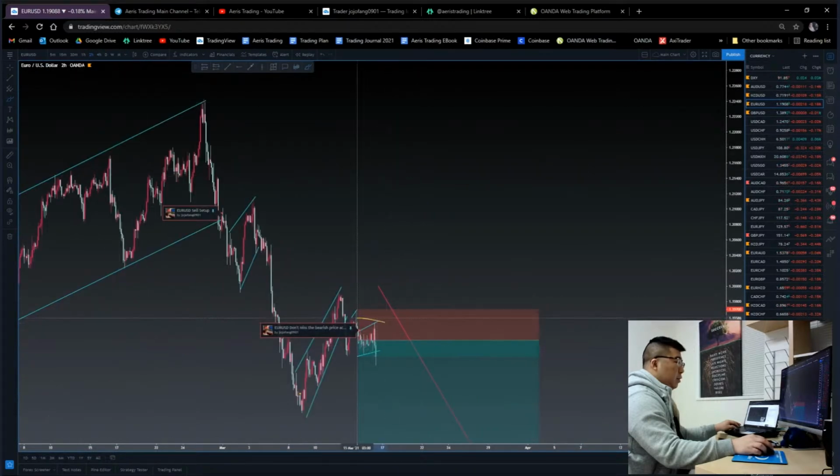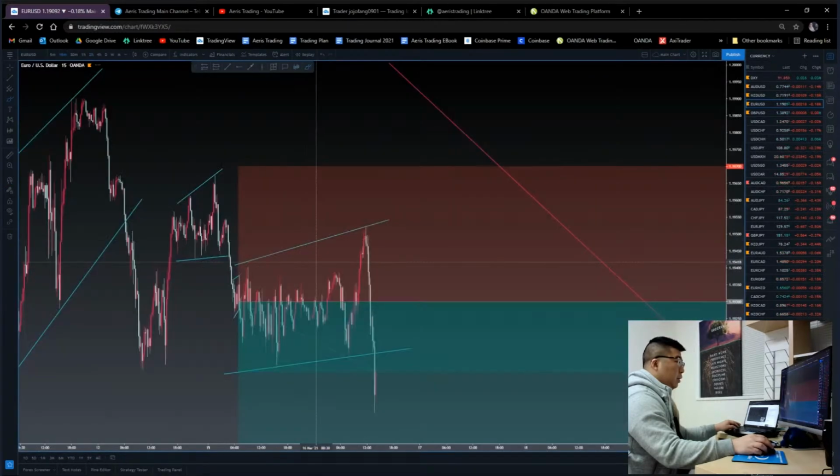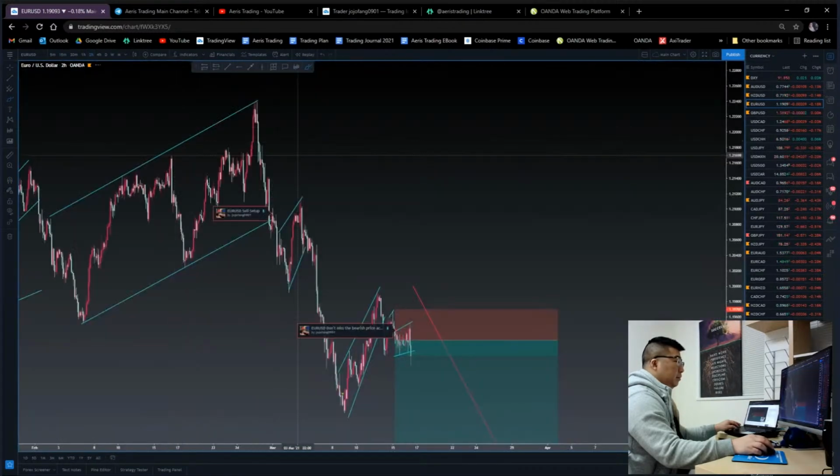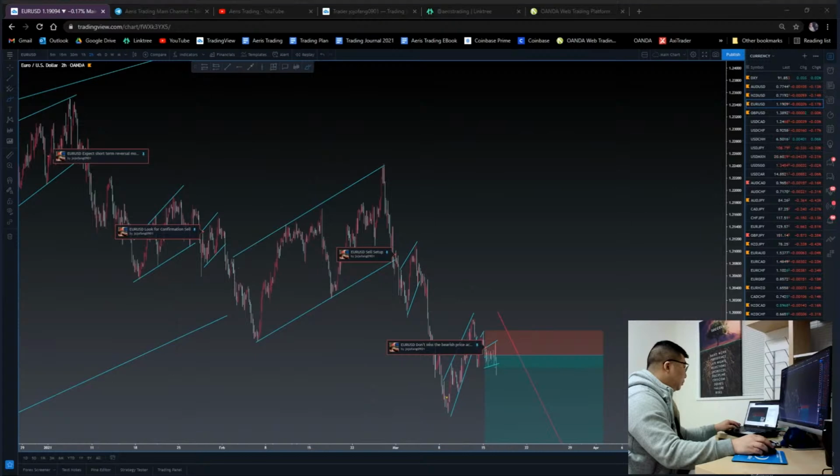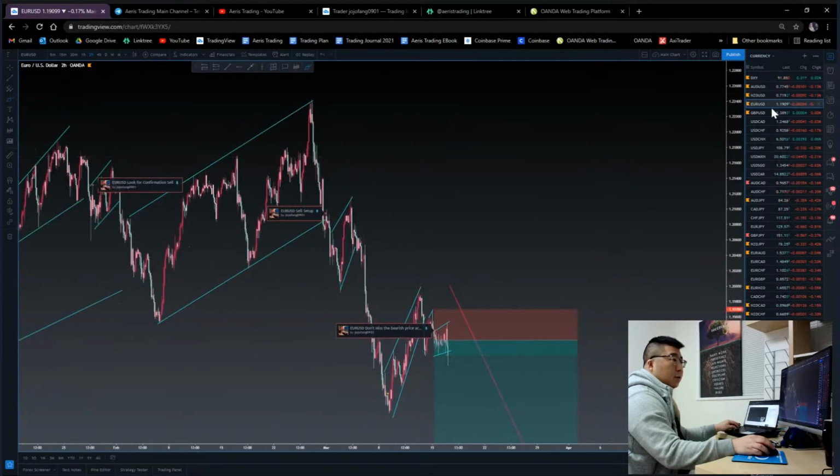I entered this euro dollar trade, and it looks like it's doing okay now. Let's see what this bearish move will do. Can we get a correction here, and then we just push down lower? That would be awesome, and then take it from there. So that's euro dollar, guys. Any questions, guys, let me know.